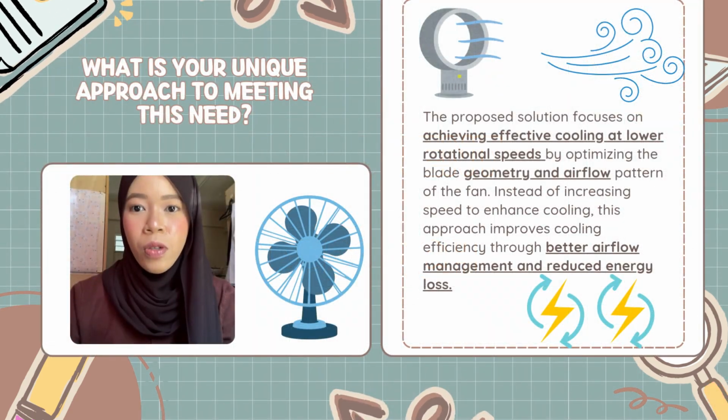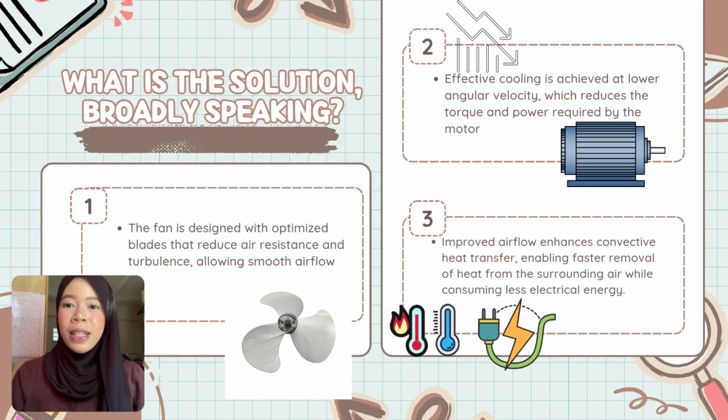Firstly, the proposed solution focuses on achieving effective cooling at lower rotational speed by optimizing the blade's geometry and airflow pattern of the fan. Instead of increasing speed to enhance cooling, this approach improves cooling efficiency through better airflow management and reduced energy loss. Next, our solution focuses on improving airflow efficiency rather than increasing fan speed.